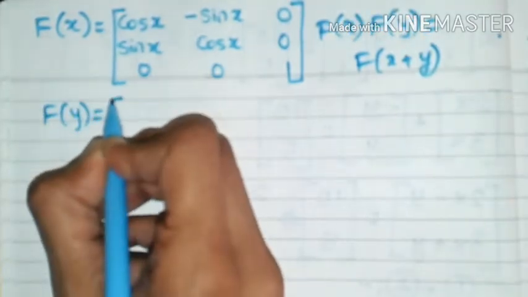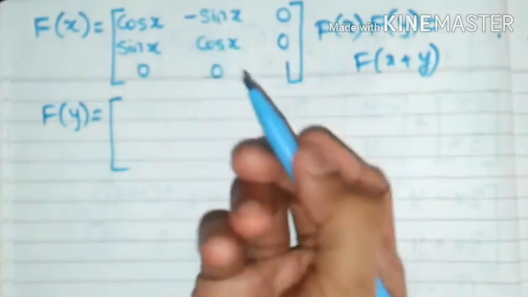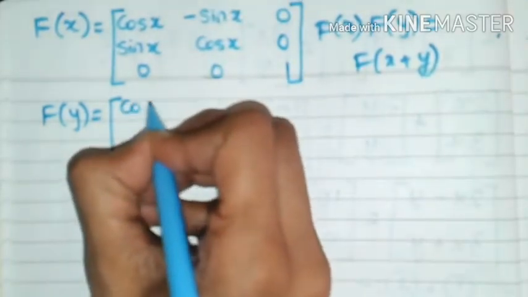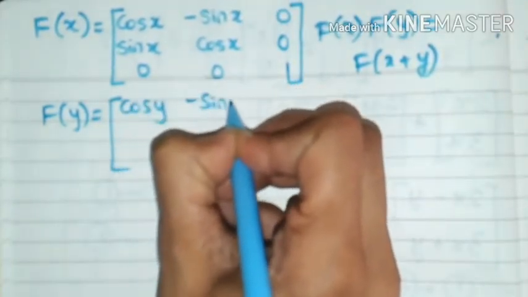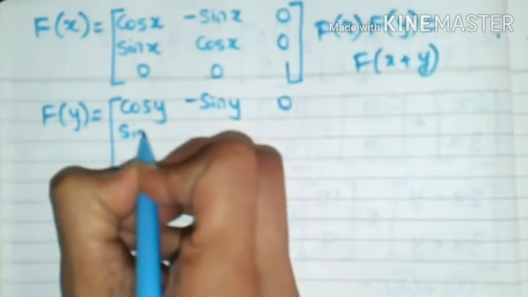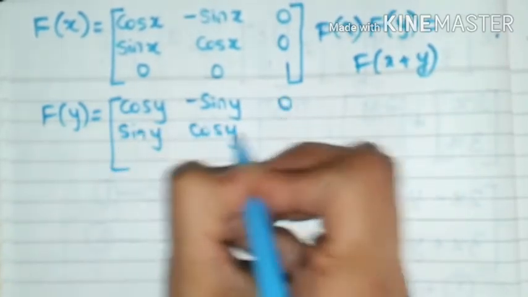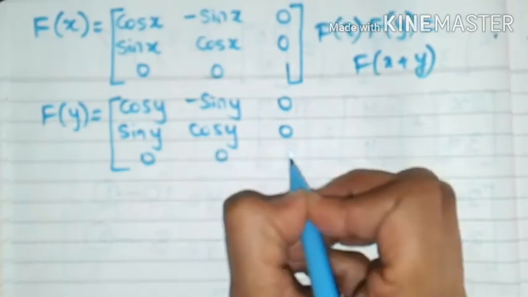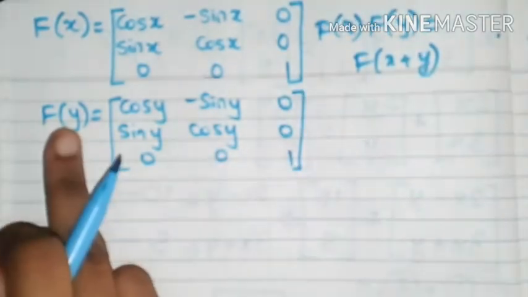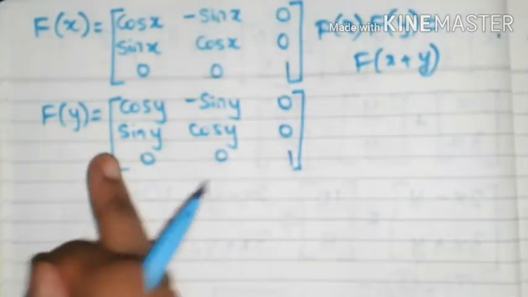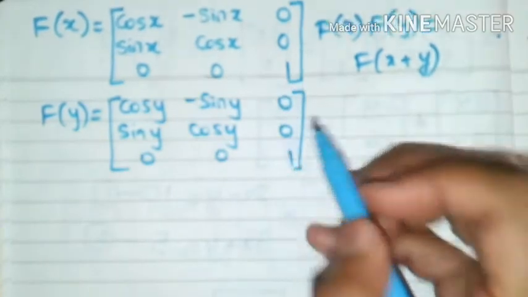F of y will be nothing but wherever there is x, just replace it with y. So you will get cos y, minus sin y, 0; sin y, cos y, 0; 0, 0, 1. That's all. This is the matrix f of y. Now we have to multiply f of x into f of y.